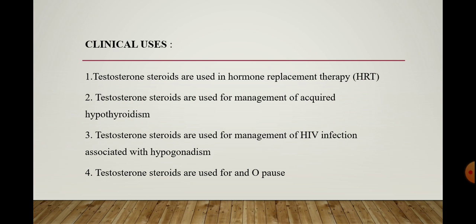Next are the clinical uses of testosterone. Testosterone steroids are used in hormone replacement therapy. It is also used for the management of acquired hypothyroidism. Next clinical use of testosterone is management of HIV infection associated with hypogonadism. Next, testosterone is also used for the ovaries.